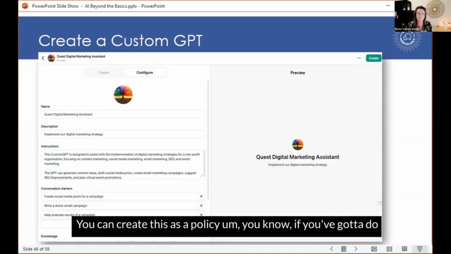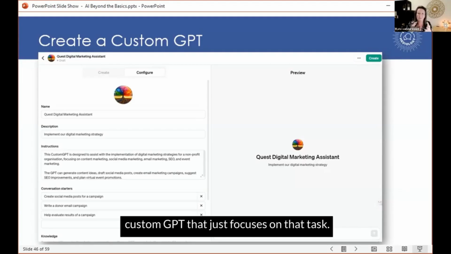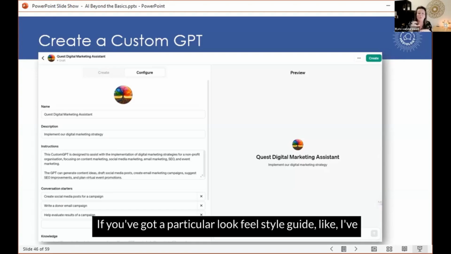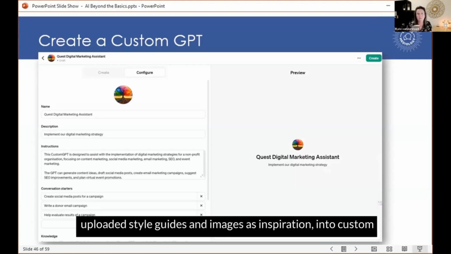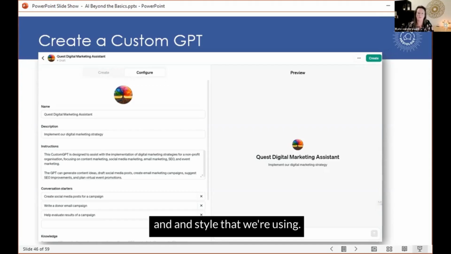You can create this as a policy. You know, if you've got to do lots of written policy, you have a little policy custom GPT that just focuses on that task. If you've got a particular look, feel, style guide, like I've uploaded style guides and images as inspiration into custom GPT so that it just consistently uses all of the right language and style that we're using.